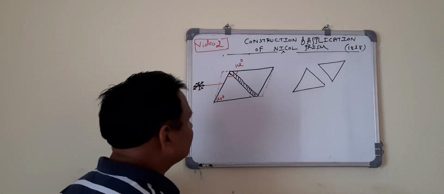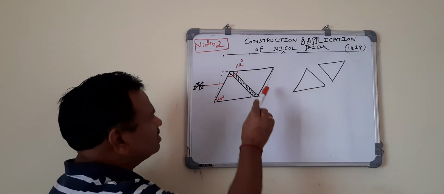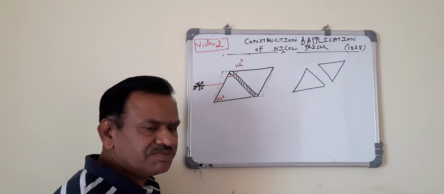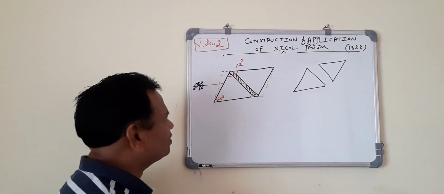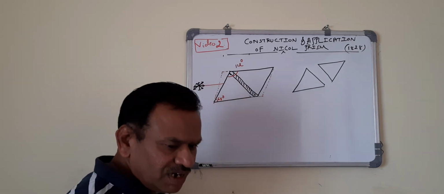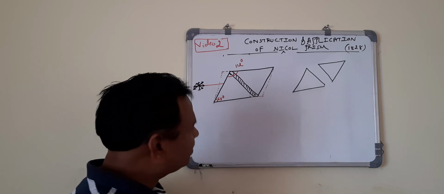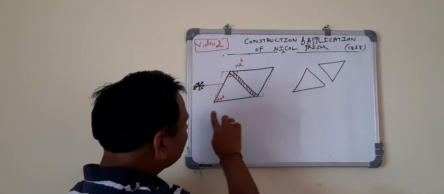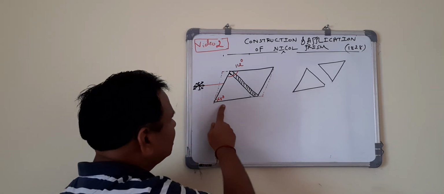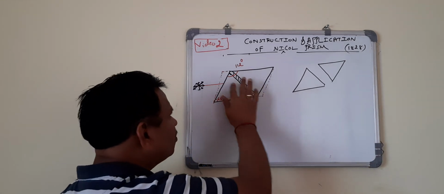Okay, now about the Nicol prism. These are the modifications made in the calcite crystal. He said that it is 68 degree and 112 degree. I told you earlier it was 71 degree. He cut it and reduced it by 3 degree, so it is 68 degree. Certainly 109 degree is increased to 112 degree.